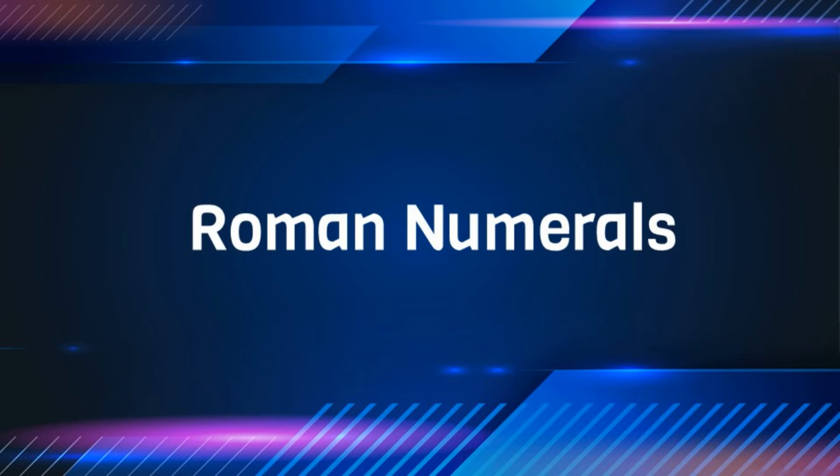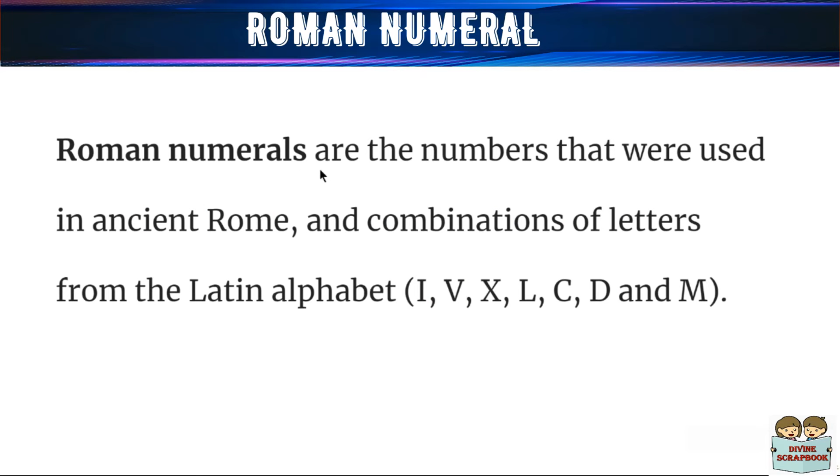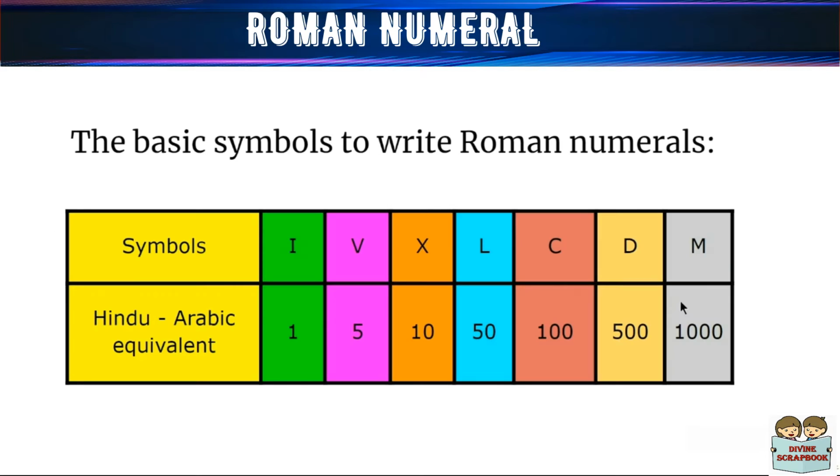So let's get started. Roman numerals are the numbers that were used in ancient Rome, and are combinations of letters from the Latin alphabet: I, V, X, L, C, D and M. The numbers are represented by combinations of symbols. This is the system which was used in Rome, followed by Europe throughout the Middle Ages. Now, we use this system but for few purposes. We have even seen Roman numbers in clocks, in book listings, on buildings.